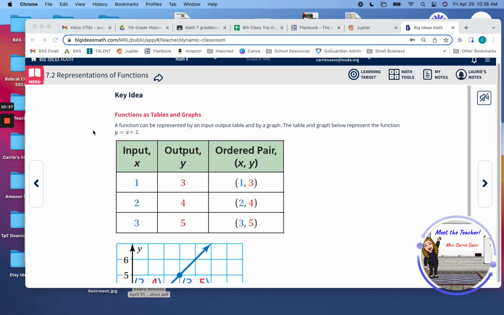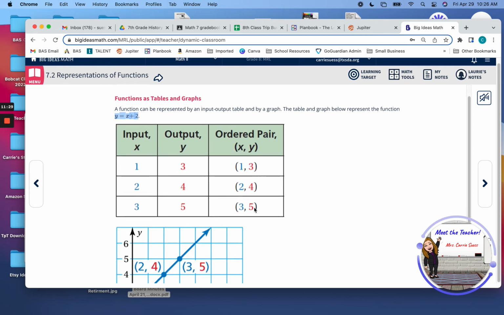A function, remember, is just a fancy word for the y equals mx plus b equation. Function is just this equation right here. When you think of function, think of y equals mx plus b. A function can be represented by an input-output table. Everything I plug in for x: when I plug in a 1, I get a 3. When I plug in a 2, I get a 4. When I plug in a 5, I get a 5. All it is is creating your ordered pairs so you can graph it.